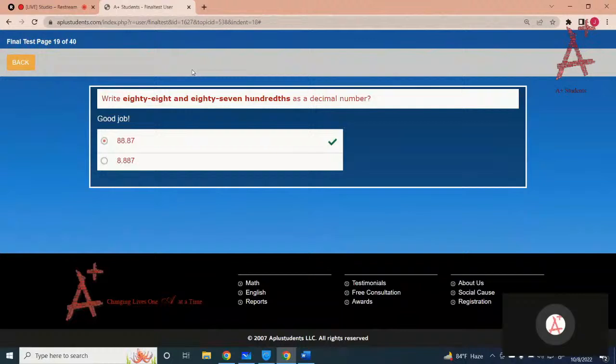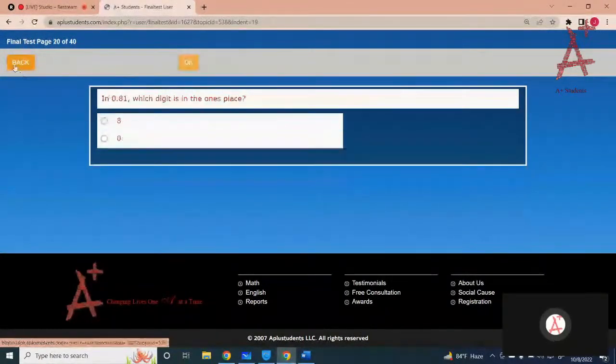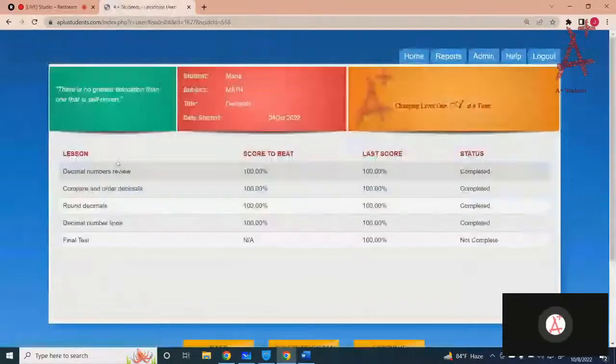So you can complete the lesson by yourself later today. We have done four of the topics today. They are from the chapter decimals. You can find these lessons on aplusstudents.com. You have to log in there using your email address and password. And you have to select math as a subject, and then scroll down to grade 7 maths. We have done chapter 3, that is decimals, and the topics we covered today are compare and order decimals, round decimals, decimal number lines, and the final test.